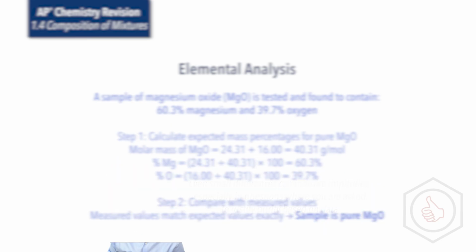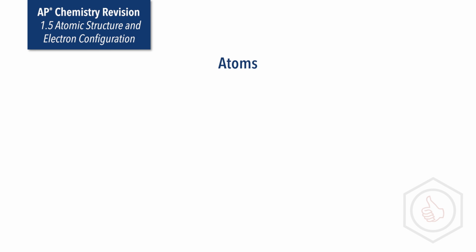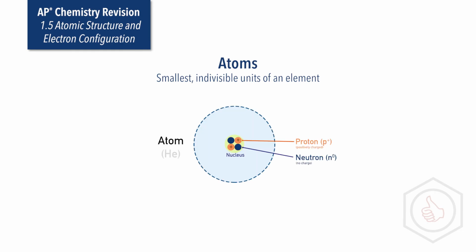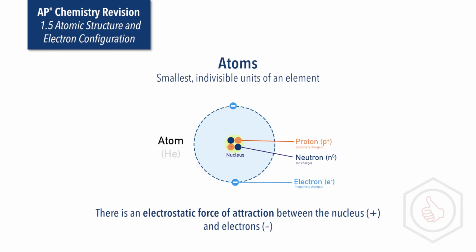Atoms are the smallest indivisible units of an element and consist of a small, dense, positively charged nucleus containing subatomic particles called protons and neutrons. This nucleus is surrounded by another type of subatomic particle called electrons that are negatively charged. Because the nucleus of an atom is positively charged and the surrounding electrons are negatively charged, there is an electrostatic force of attraction between them.